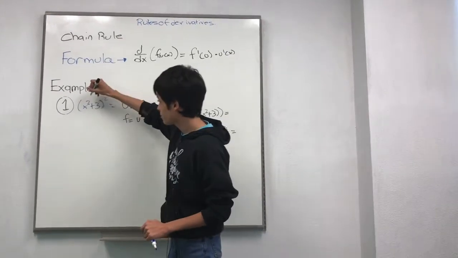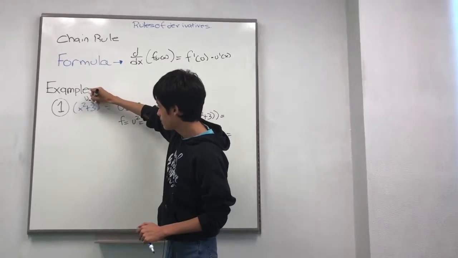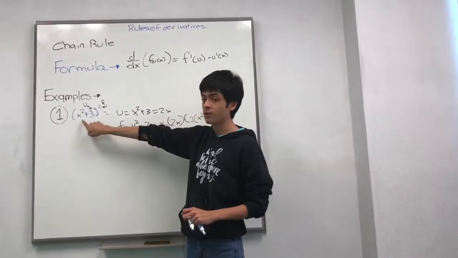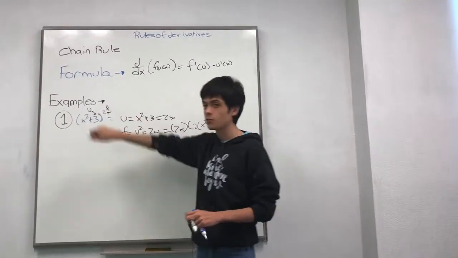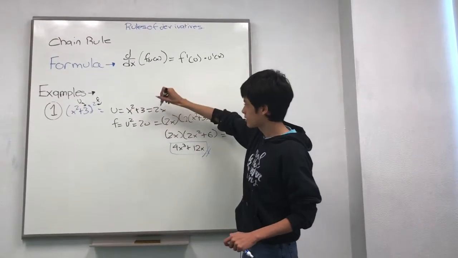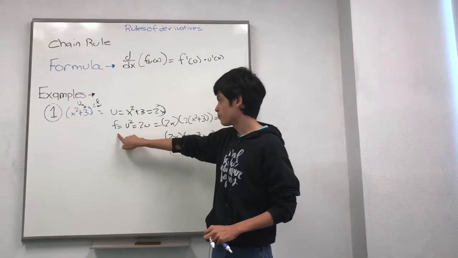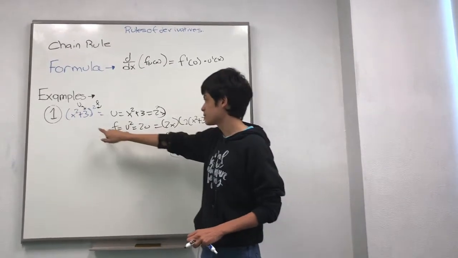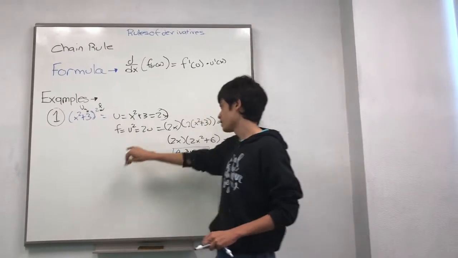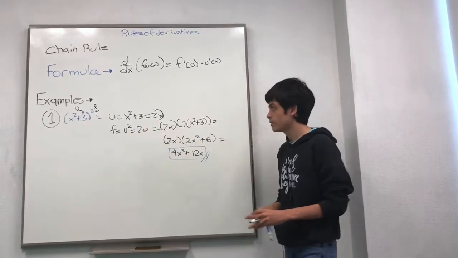We have to first define what our u is and our f. In this case, u is the function inside the parentheses and f is going to be the square. We get u and get the derivative for that, which is 2x. And then f is equal to u squared. Get the derivative for u squared, which is 2u, and then multiply.